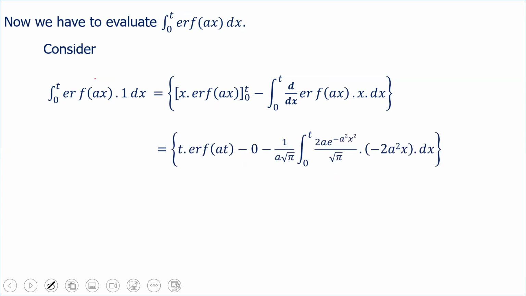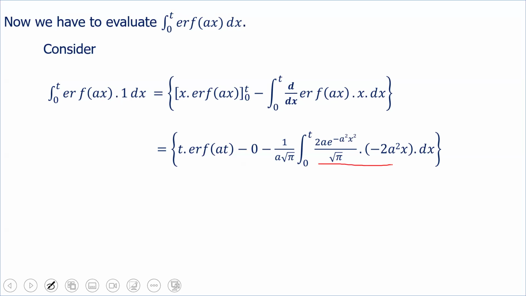If we simplify it, if you put the limit, so this x will be t, error function of at, minus. If you put the lower limit, so if you put x equal to 0, this will become 0, minus 1 upon, now we know what is the derivative of error function of ax. Just in the previous slide, its value is 2a into e to the power minus a square x square upon root pi, and x dx. Now we are doing some adjustment over here because we want to integrate this whole term.